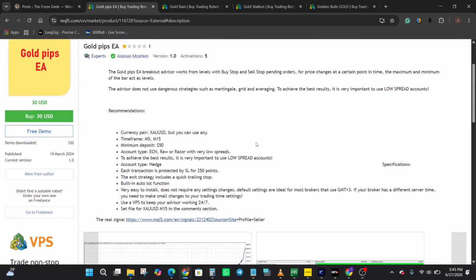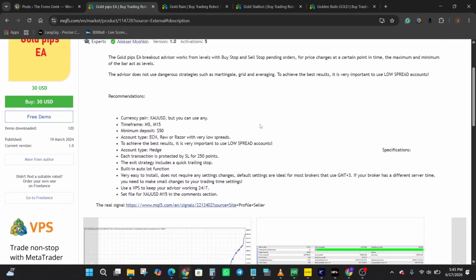Now, one important point highlighted in the description is that the EA does not use martingale, grid, or averaging strategies. The developer also emphasizes the importance of using a low spread trading account to achieve the intended performance.